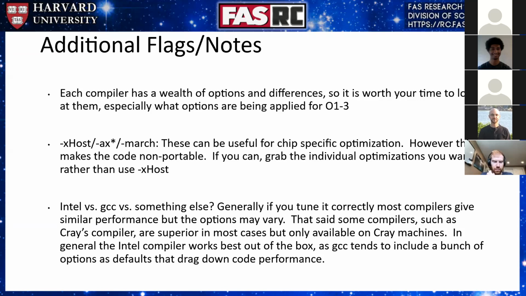-xHost, -xAVX, -march. These all can be useful for chip-specific optimizations. What we've been talking about before are generic optimizations that aren't specific to the chip itself. What -xHost or these other options do, though, is make your code not portable. What it'll do is it'll say, okay, for this specific host that I am on right now, optimize for this chipset. Okay? This takes any of the guesswork out about what you need to have on, but the downside is that you will build for that specific chipset, which means that your code's not portable anymore.